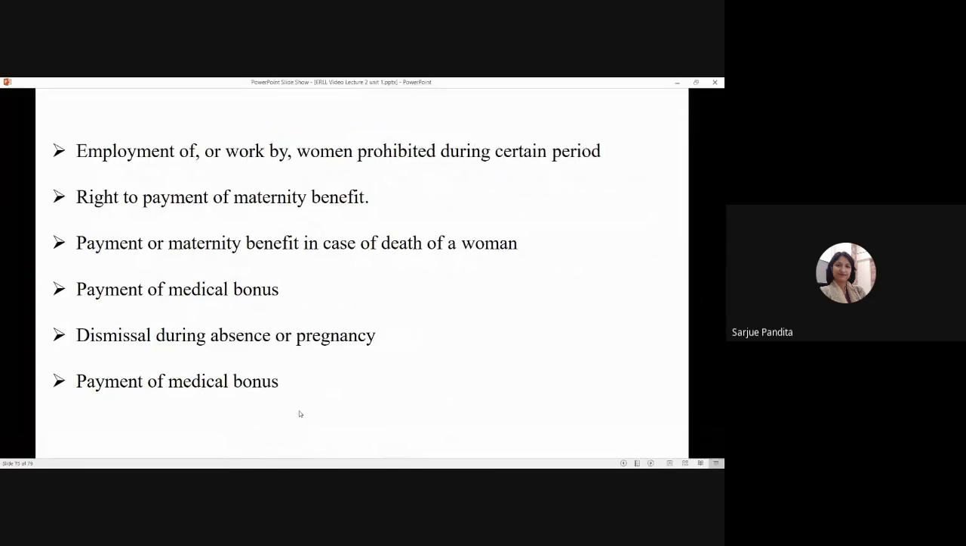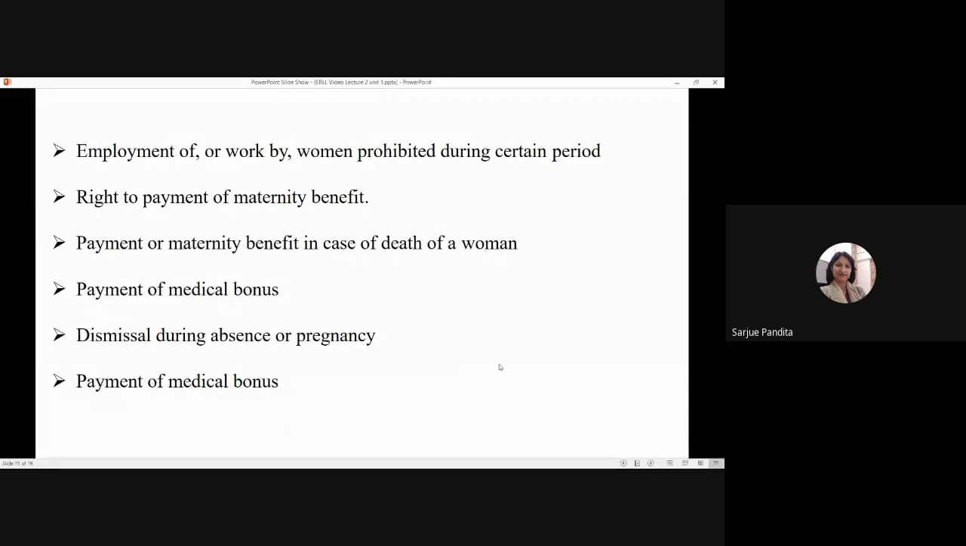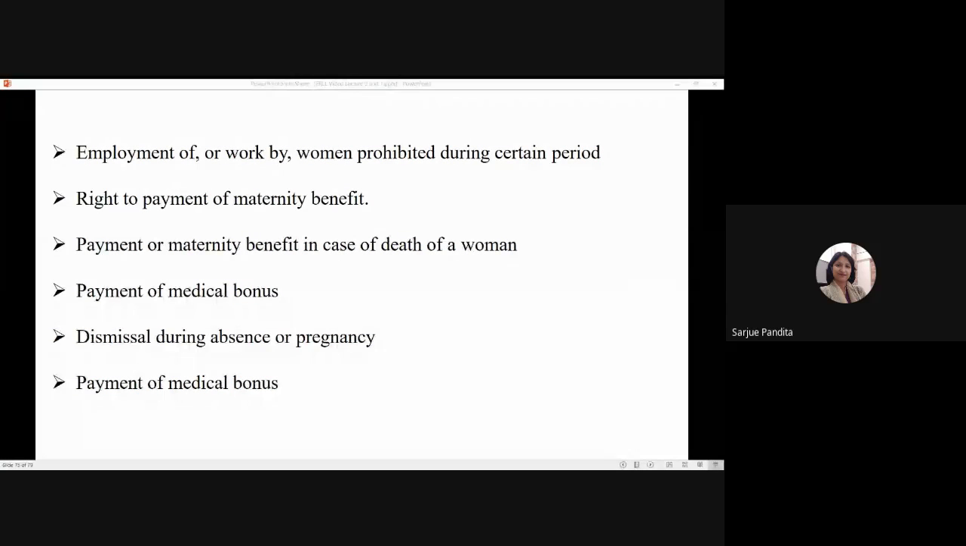Now, talking about the rest of the provisions that have been given as per this particular law. First is employment or work by women prohibited during a certain period. That means this Act also deals with when a female should be working and when she should be prohibited from working.